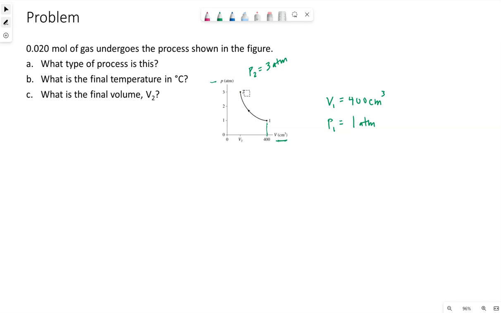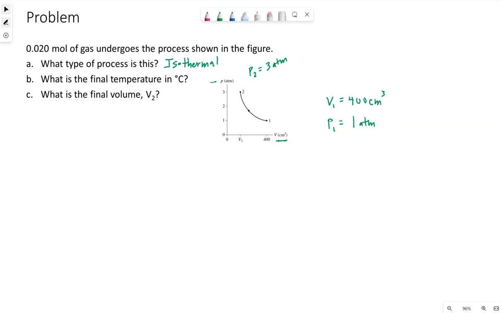Now, as far as what type of process this is, we've talked about isobaric, so constant pressure, isochoric, constant volume, and isothermal in terms of PV diagrams. Isobaric would be a horizontal line because the pressure would be held constant. Isochoric would be a vertical line because the volume would be held constant. This one's the hyperbola. So this is an isothermal process. The temperature is held constant. As the volume is decreasing, the pressure is increasing.